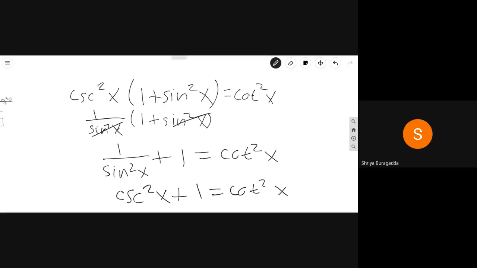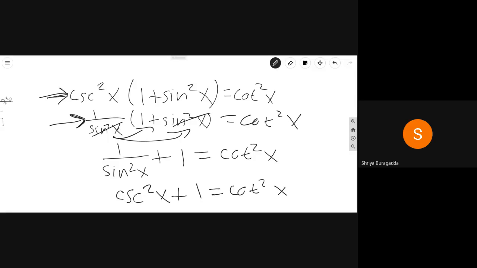I'll give you guys a second to look at it and try understanding. So essentially I changed cosecant squared into 1 over sine squared. And then I distributed this out to both of these terms, and that simplified into 1 over sine squared x plus 1. The signs canceled out, and then equals cotangent squared x. And the 1 over sine squared x became cosecant squared x again plus 1 equals cotangent squared x.